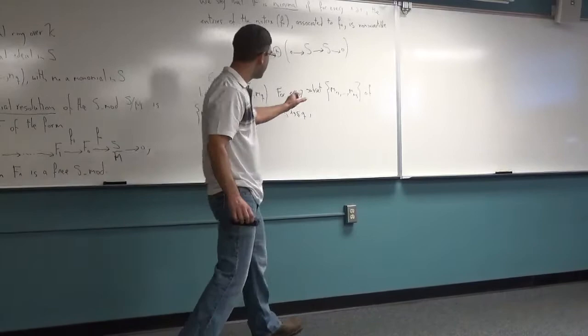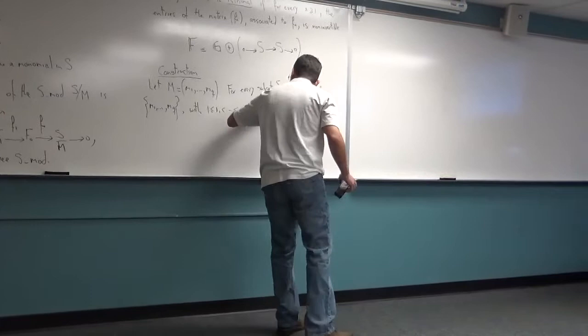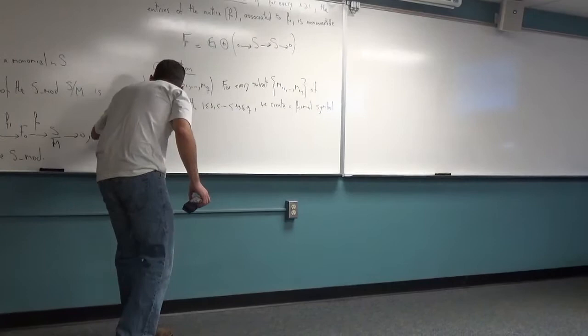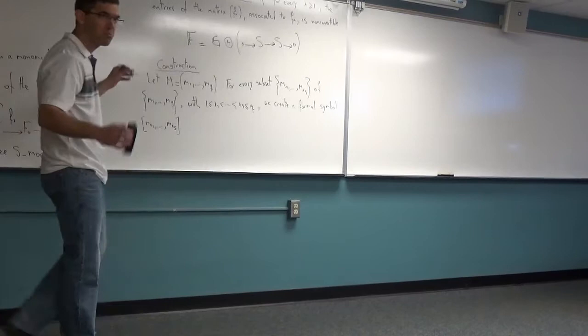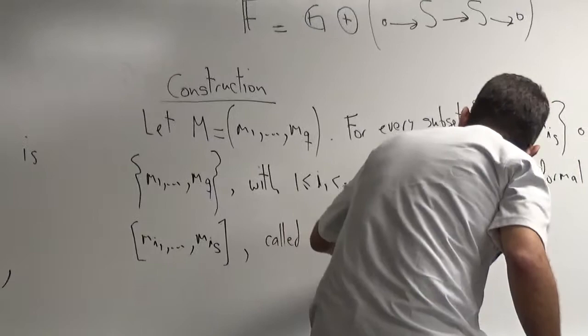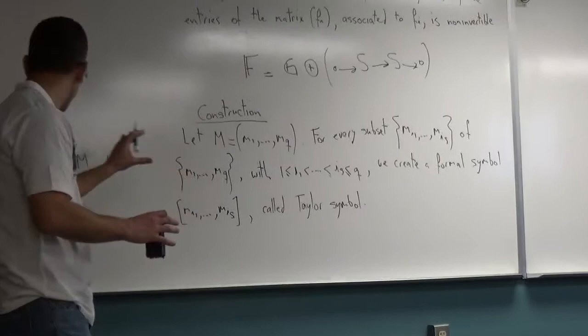Right. For every such subset of the minimal generating set, we create a formal symbol, denoted M_{i1}, ..., M_{is} between brackets. We call this symbol a Taylor symbol. So wait a minute, what are we doing here? We are constructing the Taylor resolution, which is an instance of a monomial resolution.